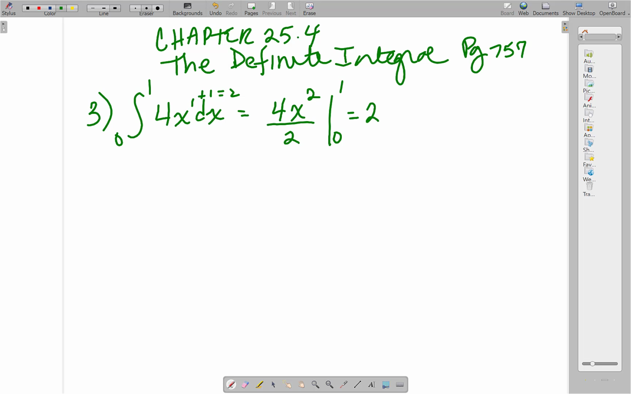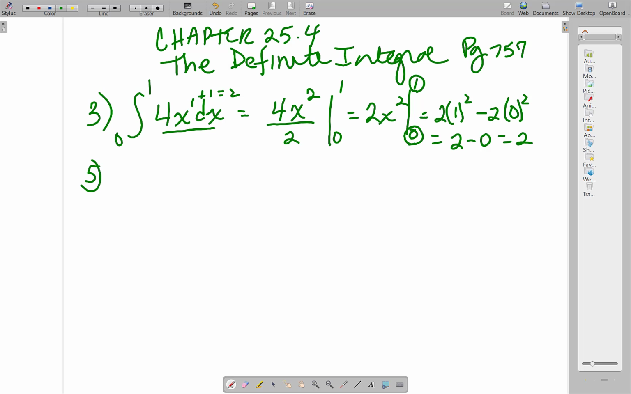Well, this simplifies to 2x to the second, and we're to evaluate that from 0 to 1, which is take your higher value first, substitute the 1 in, 2 times 1 squared, and then subtract the lower value substituted in, 2 times 0 squared, which equals 2 minus 0, which is 2. So when we integrate this function 4x dx between the points 0 and 1, we get an answer of 2. Let's try 5. So far, pretty simple.